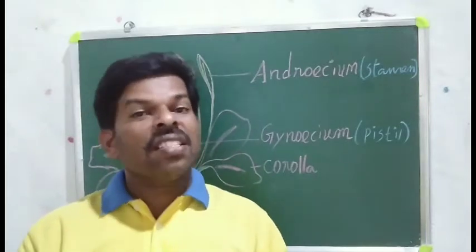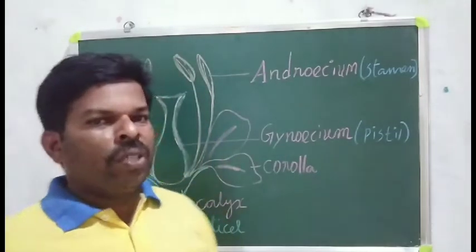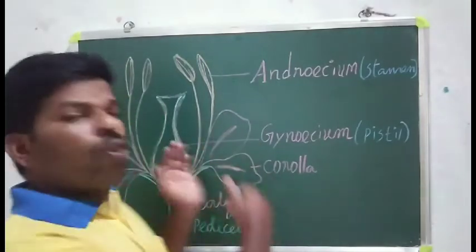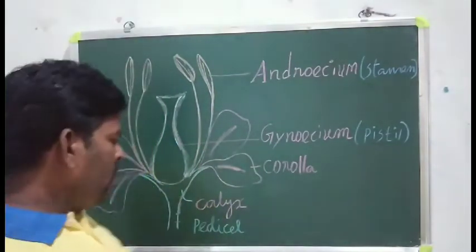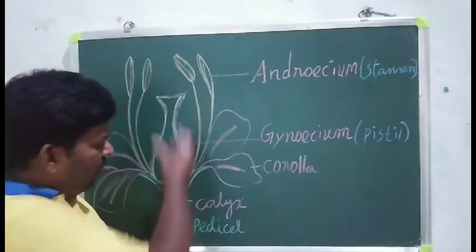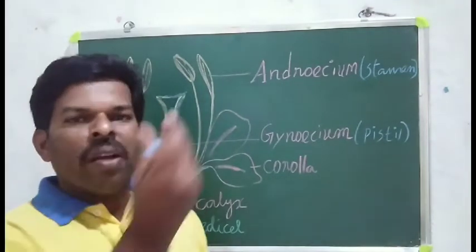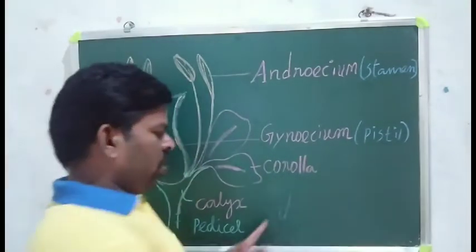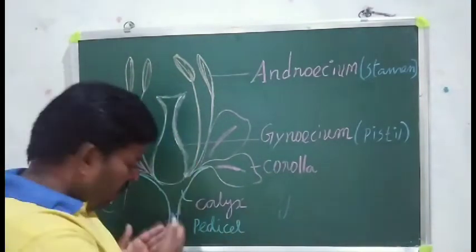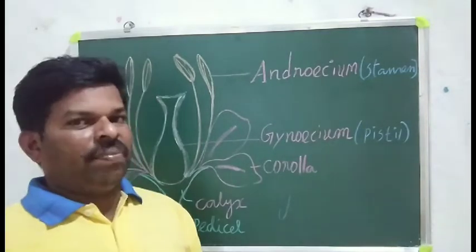Okay, now we will discuss the structure of the flower clearly. There are many parts, but we will discuss just four parts only. Let us see them one by one. The first part is the pedicel. The pedicel is the stalk of the flower. A stalk is a rod-like structure like this. That is called a stalk. The stalk of the flower is called the pedicel. Very important. Pedicel. Is it clear?